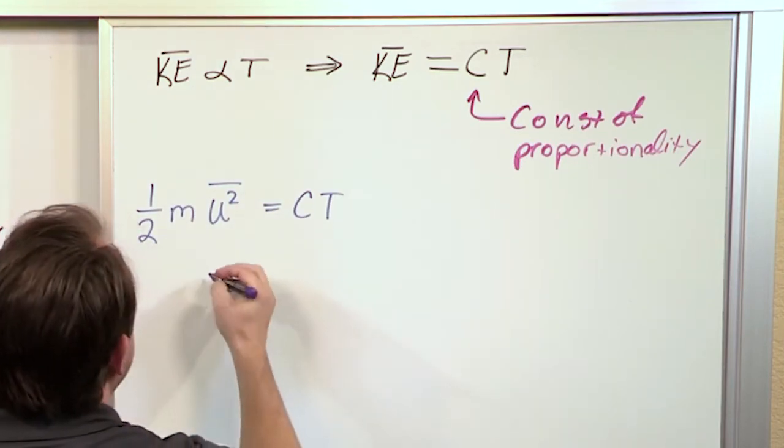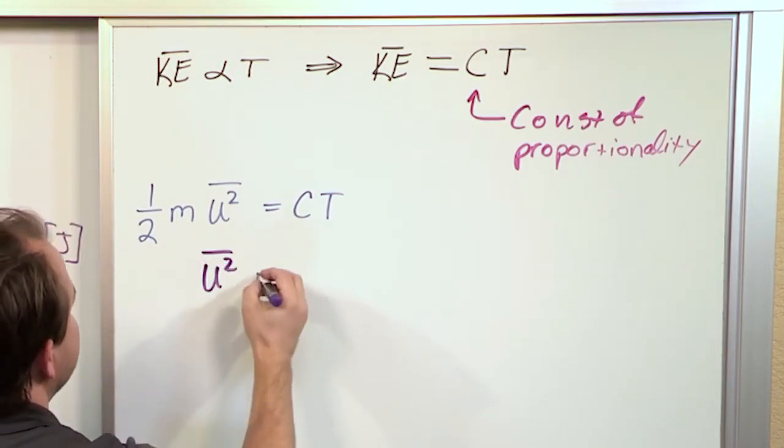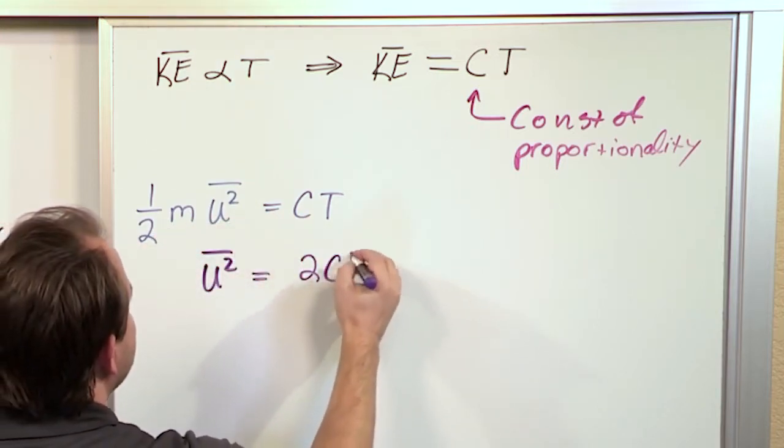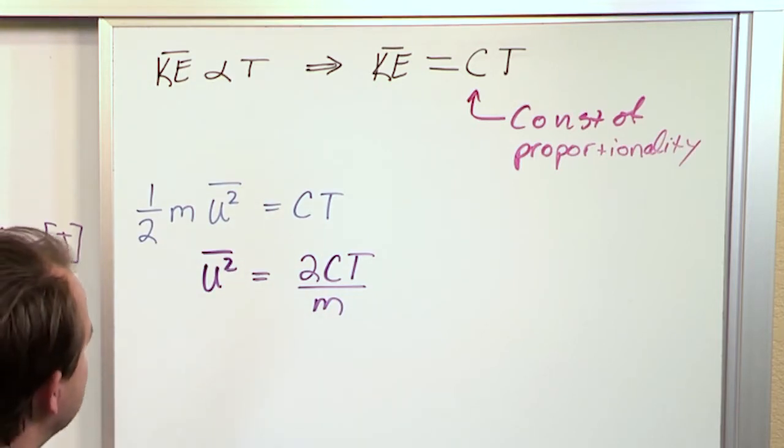So let's do some rearranging here. U squared, the mean of the squares of the velocities, would be equal to, if we multiply by 2, 2 times c times T over m, little m. This is the mass of an individual particle, right?